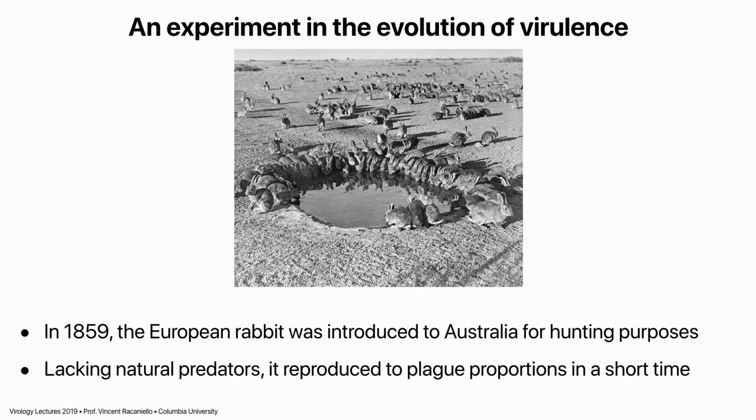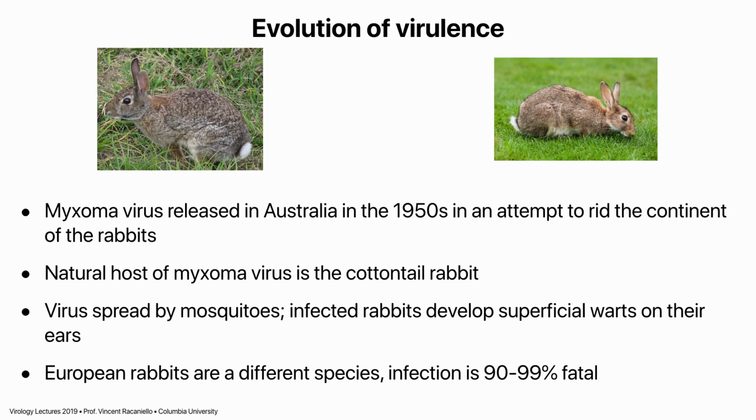It's kind of late to do that, but they decided to use a virus to do that, a pox virus called myxomavirus. And it was released in the 1950s to try and get rid of the rabbits. Now, the natural host of this virus is the cottontail, which is not the rabbit they released. The virus is spread by mosquitoes, and these cottontails get warts on their ears, but they're fine. The European rabbits, infection is 90 to 99% fatal. So that's why they released this virus into the European rabbit population.